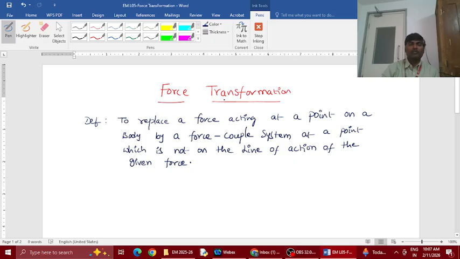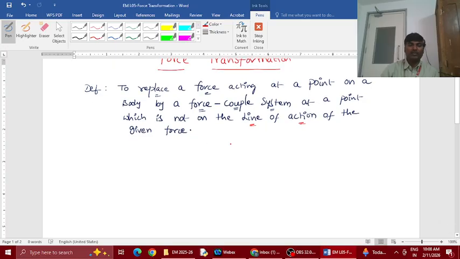So this force transformation is to replace a force acting at a point on a body by a force couple system. You need to replace the given force by a force couple system, but the condition is the force couple system shall act at some other point which is not on the line of action of the given force. So let us see a detailed explanation for this in the form of pictures.